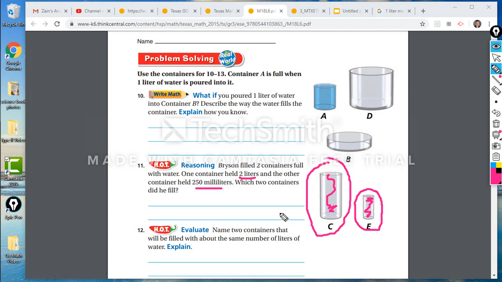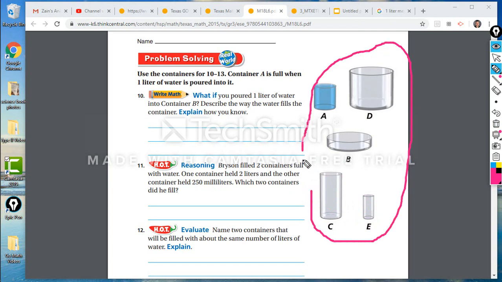Number 12, evaluate. Name two containers that will be filled with about the same number of liters of water. Which two containers will hold about the same amount of liquid? Well, I know I can cross this one out because there's not another one that is equal to it, since it's way smaller. Okay, so now we have these 4 to choose from, and I'm looking at these. Well, this one is way too big. I could take that one out. Now I start looking at these two.